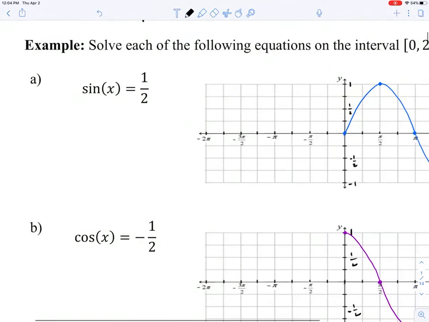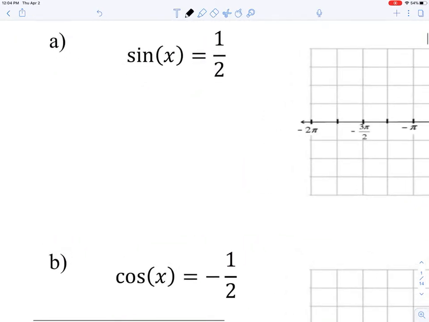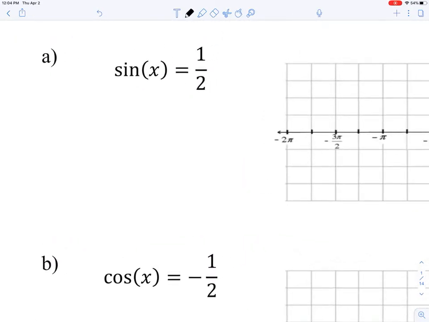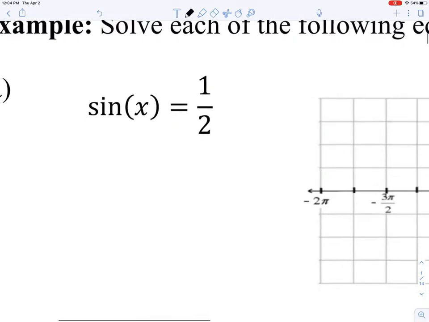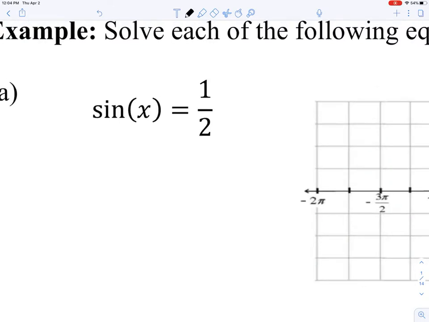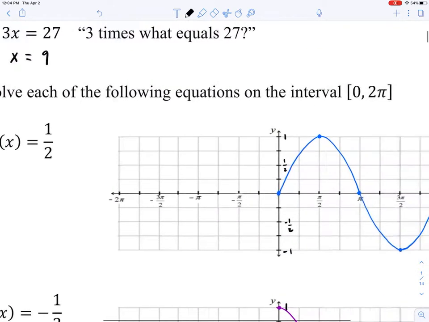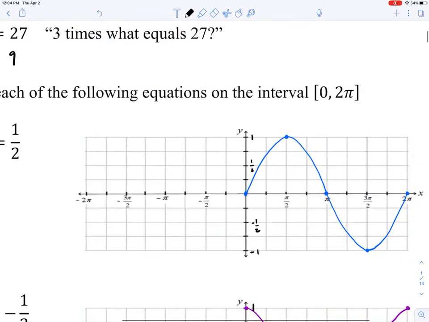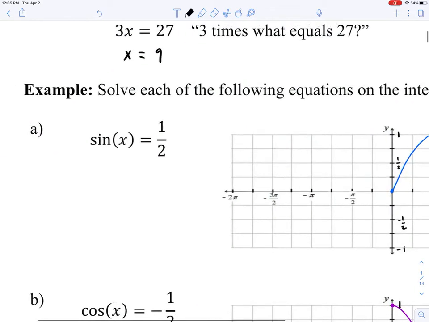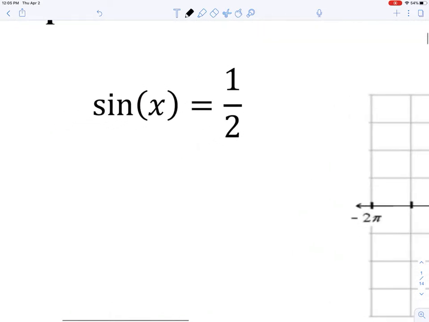So I have a couple basic trig equations here. Sine of x equals 1/2, and then cosine of x equals negative 1/2. So let's focus in on sine of x equals 1/2, and we're going to be solving over the interval from 0 to 2 pi. So this equation over that interval, finding the solutions, is easy because you can just think about your unit circle.